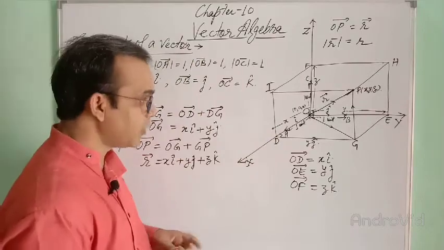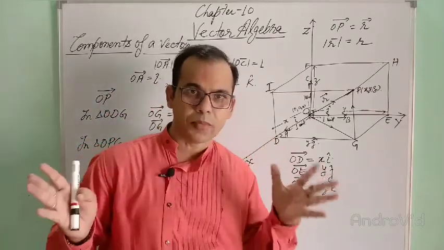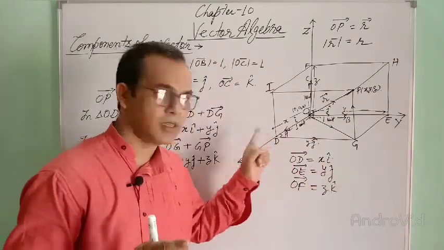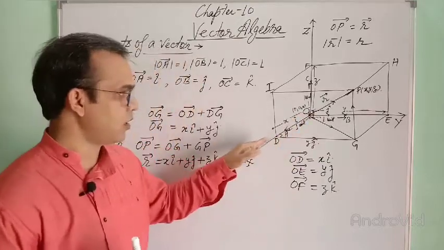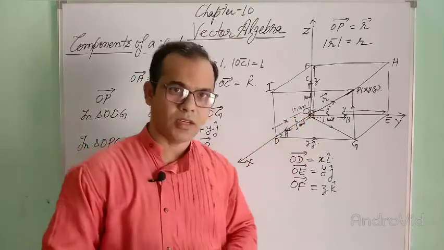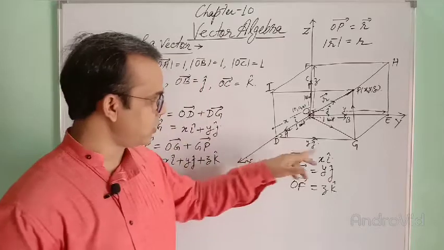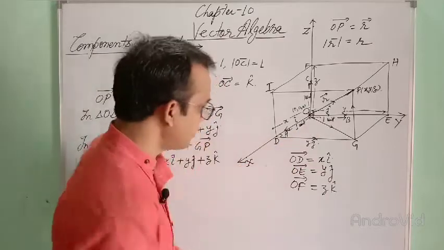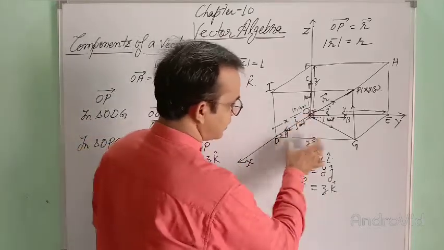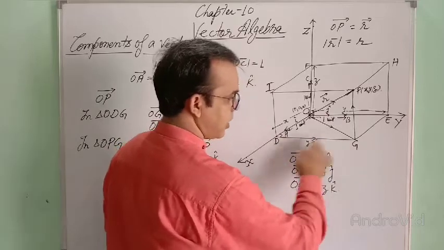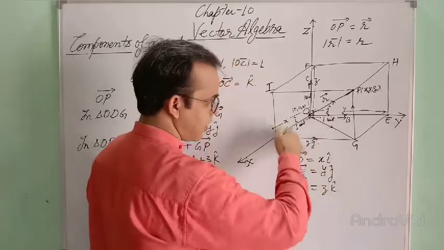Although it doesn't seem that it is 90 degrees, but three-dimensionally you have to think that this angle must be 90 degrees. Okay, OD is perpendicular to DG. So in this right triangle ODG, OG is the hypotenuse. This is the length x and this is the length y. Okay, y unit is this length and this is length x unit.